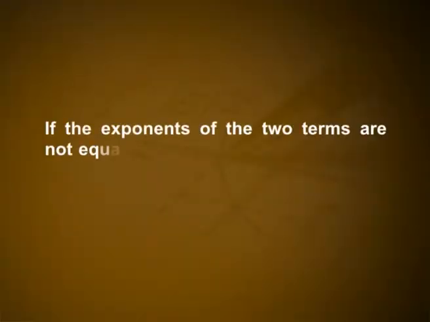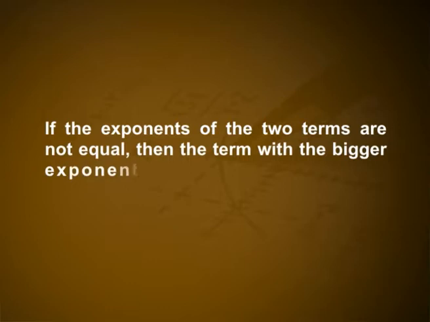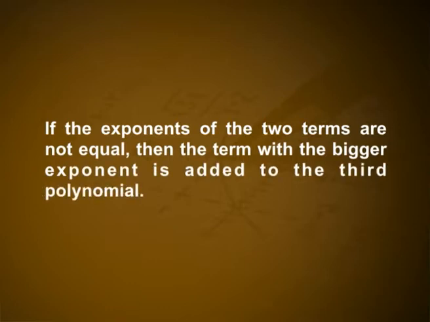For example, to perform addition of two polynomials contained in poly 1 and poly 2, these are traversed from the start till the end of one of them is reached. During the traversal, these are compared on a term by term basis. If the exponents of the two terms being compared are equal, then their coefficients are added and stored in the third polynomial poly 3. If the exponents of the two terms are not equal, then the term with the bigger exponent is added to the third polynomial.